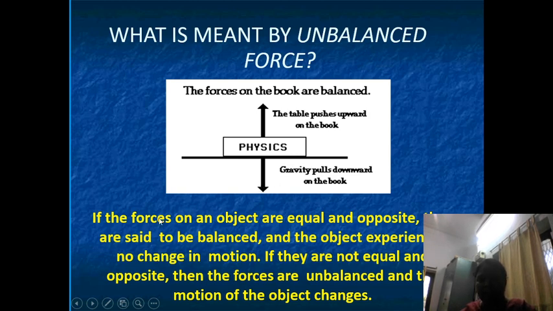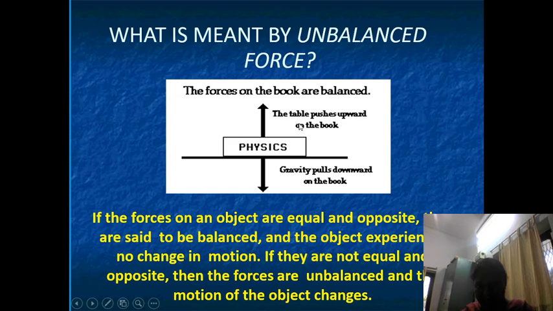So that means the two forces are equal but in opposite direction, hence they are said to be balanced. So the force applied on the body is said to be balanced. If they are not equal and opposite, then the forces are unbalanced and the motion of the object changes.